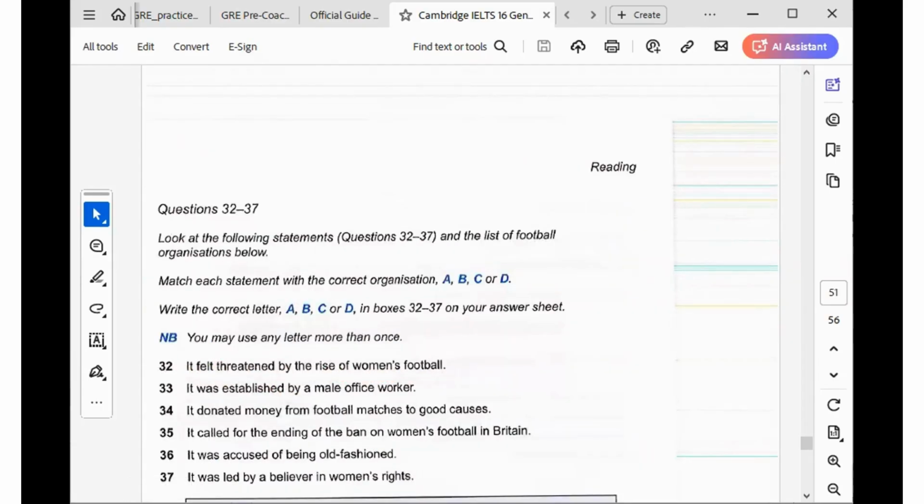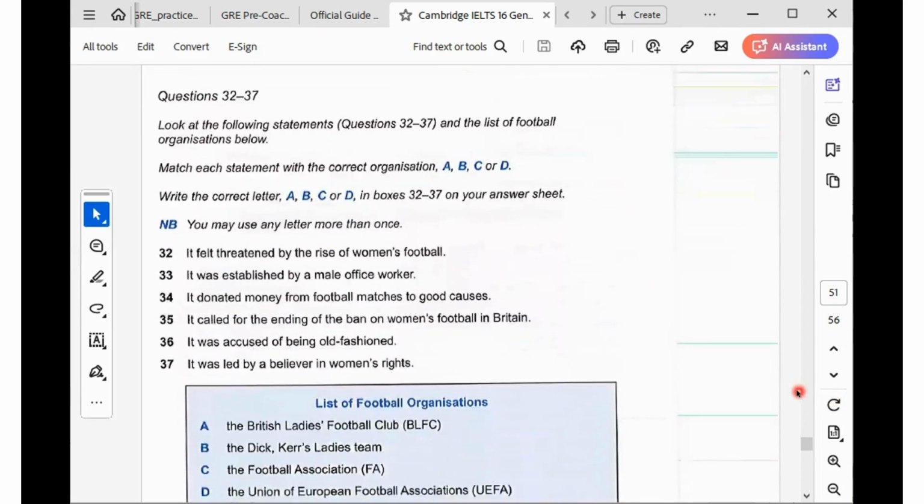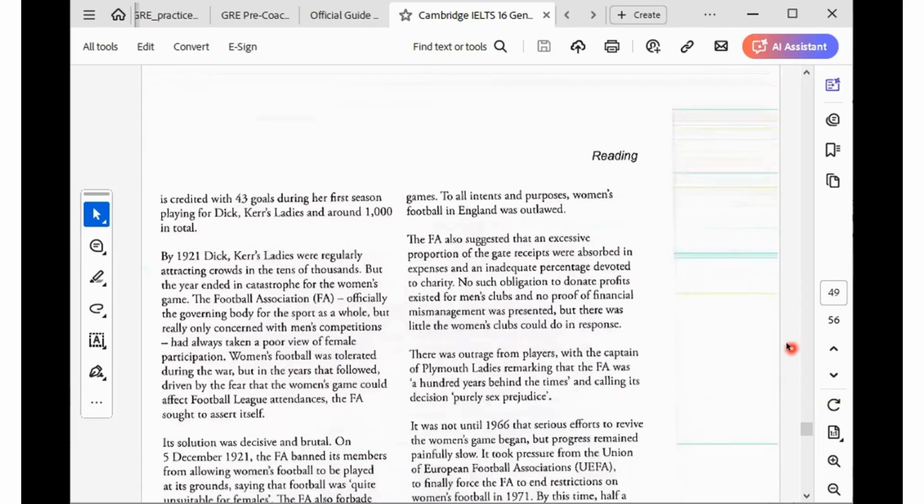Number 32 is going to be C. The FA felt threatened. Yes, the Football Association felt threatened. Number 32 is going to be C. Number 35, it called for the ending of the ban on women's football in Britain.